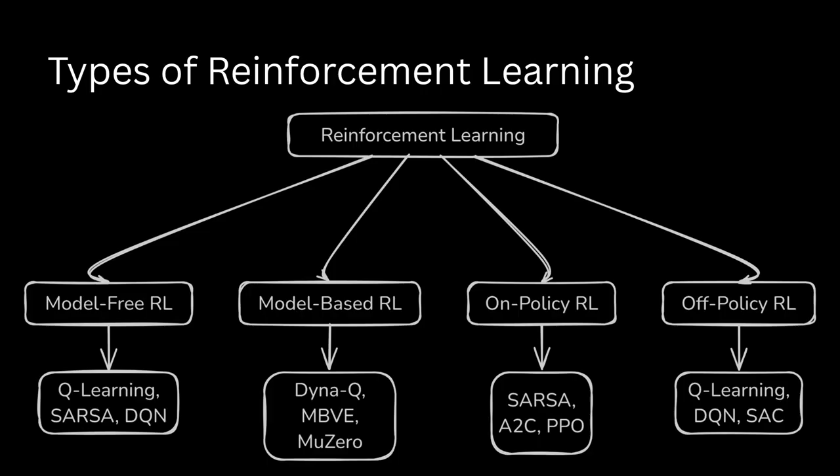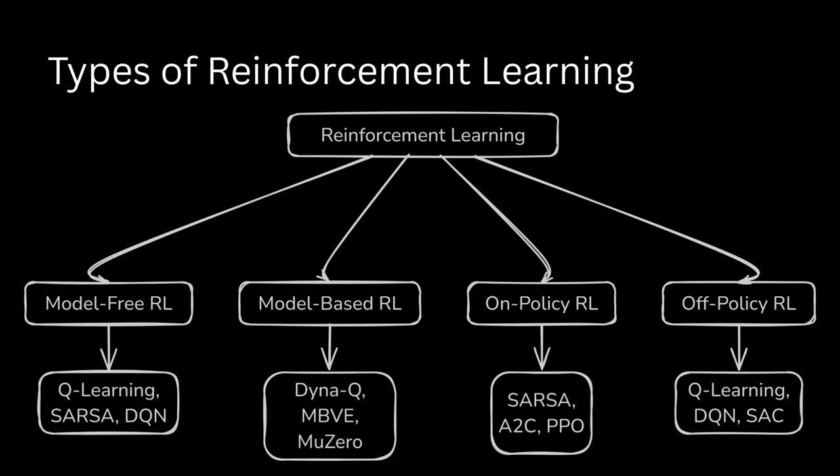Model-based RL. In contrast to model-free methods, model-based RL involves the agent creating a model of the environment, predicting the future states and rewards based on its actions. This allows the agent to plan ahead and make more informed decisions, but it's often more computationally expensive.